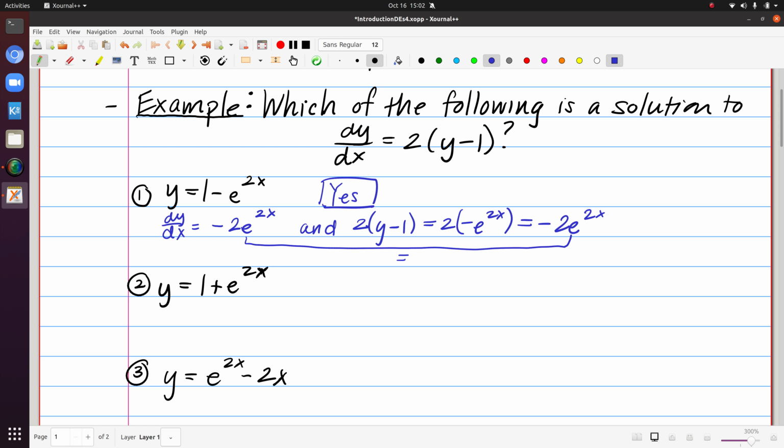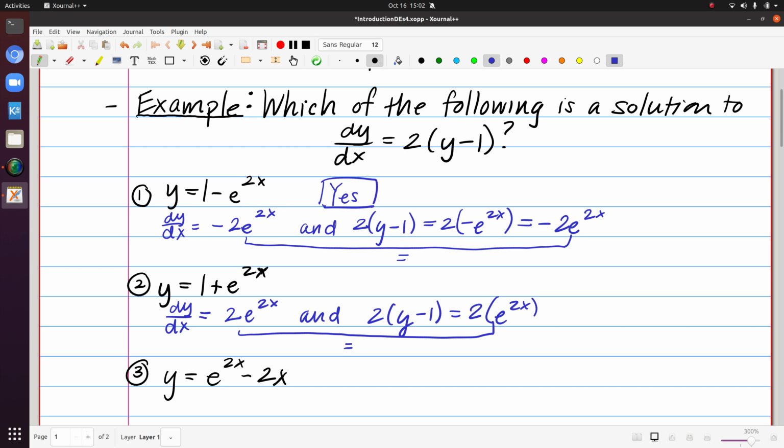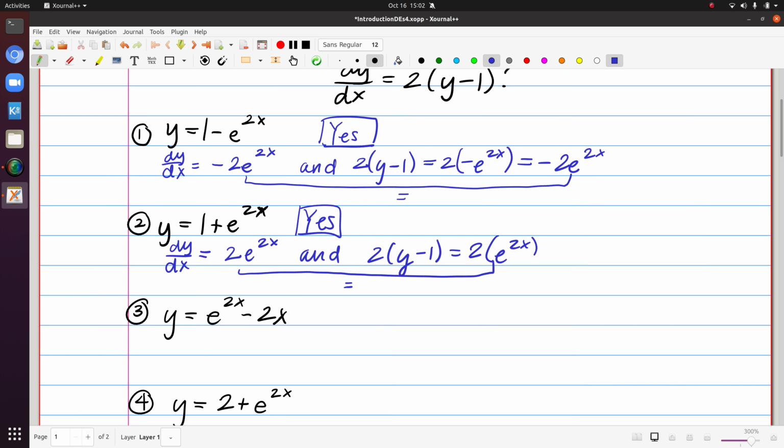For the second one, if I take the derivative of this function, I get 2e^(2x). And if I take 2 times this function minus 1, I get 2e^(2x). Again, I end up with something that's the same on both sides. So this is also a solution to this differential equation.